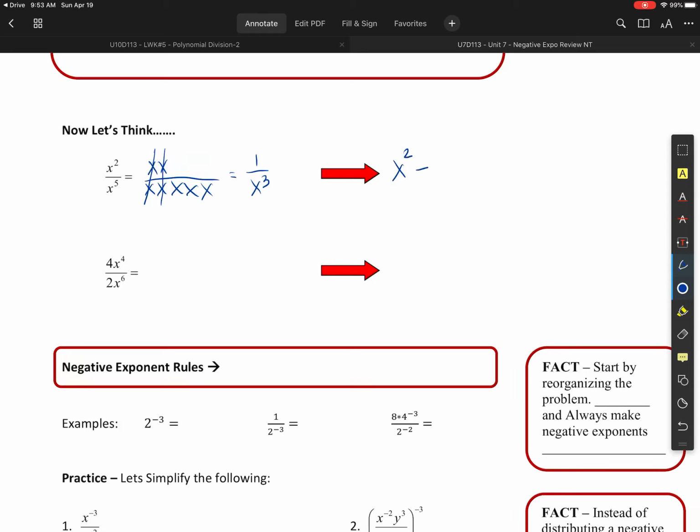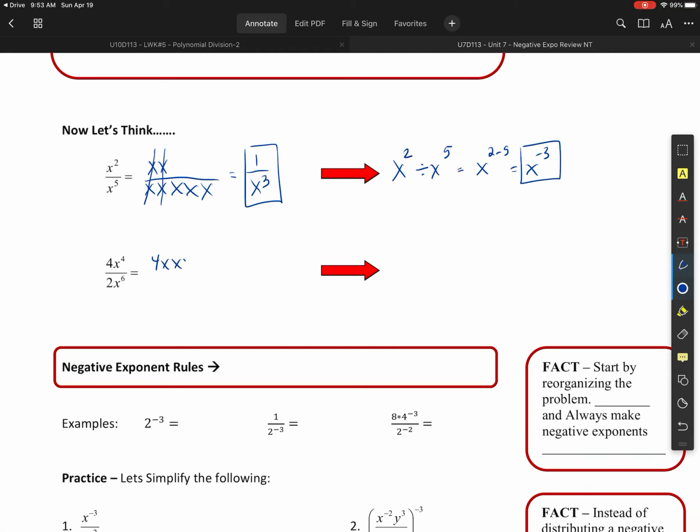The other way to view this problem is that x squared divided by x to the fifth, we subtract exponents, which gives us x to the negative 3. Same problem, done two different ways.